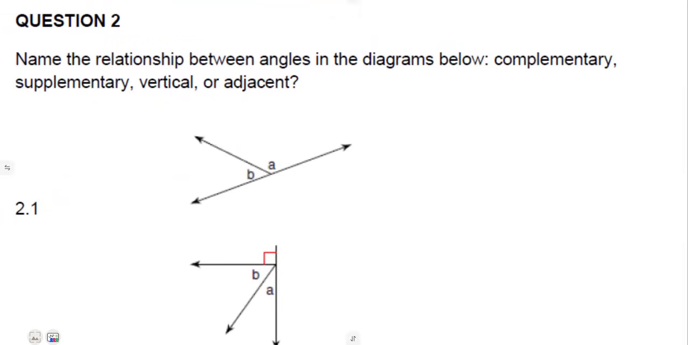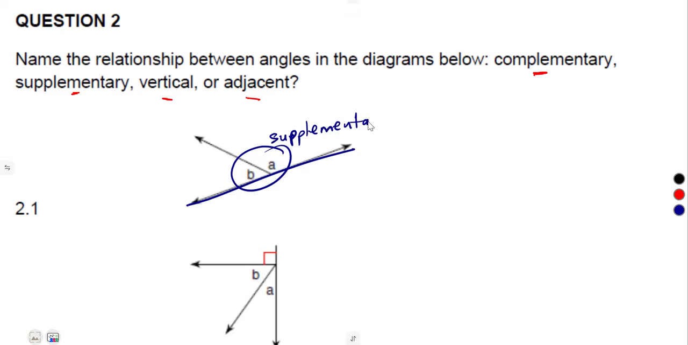Question number 2. We are given here, name the relationship between angles in the diagrams below. Is it complementary? Is it supplementary, vertical, or adjacent? All right, there we have got a straight line. Then there are two angles on a straight line. So two angles that are found on a straight line, we can say they are supplementary angles. So remember, supplementary, these are two angles which add up to 180 degrees. So these are supplementary angles.